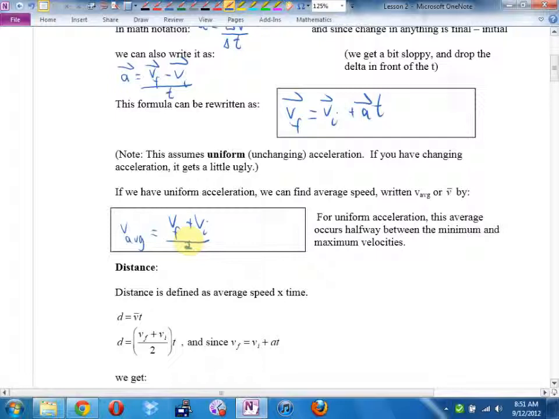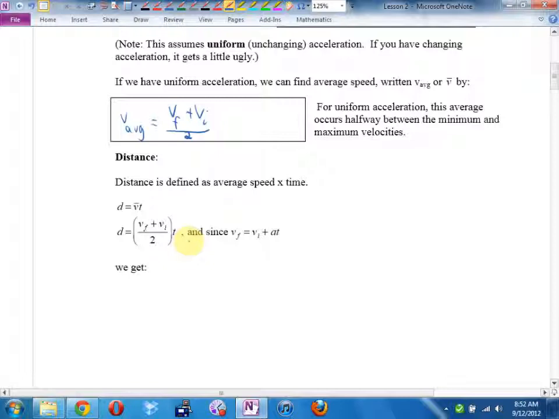For what it's worth, if you're accelerating at a constant rate, then that average velocity occurs halfway between the minimum and the maximum velocities. In other words, if you accelerate for 5 seconds, your average velocity occurred at 2.5 seconds. That comes in handy every once in a while. It's one of those things that's nice to have in the back of your pocket that you pull out once every couple of months.